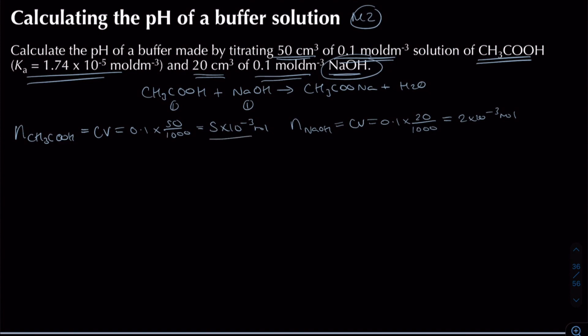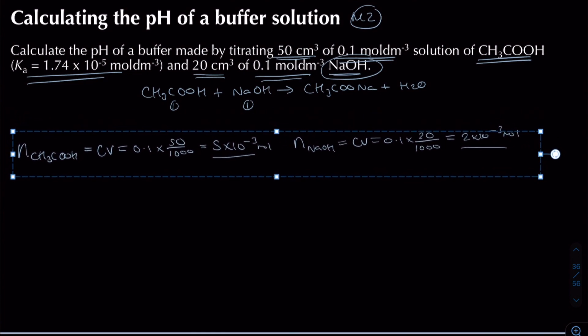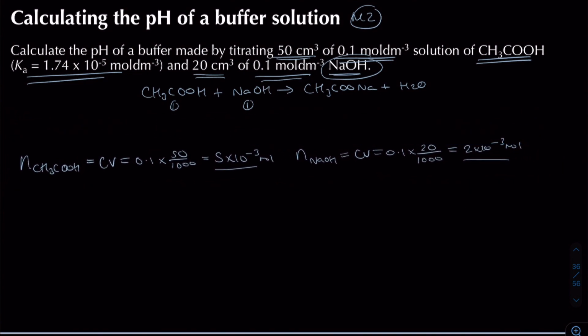I can look at both of these two values, and if I compare them to my equation above, I know that I've got a 1-to-1 ratio between the two. So if I move this down a bit, I've got 5 times 10 to the power of minus 3 moles of ethanoic acid and 2 times 10 to the power of minus 3 moles of sodium hydroxide. If I react this sodium hydroxide with the ethanoic acid, I'm now left with 3 times 10 to the power of minus 3 moles of ethanoic acid, and I'm also left with 0 moles of sodium hydroxide.